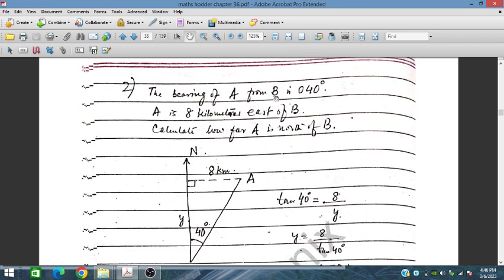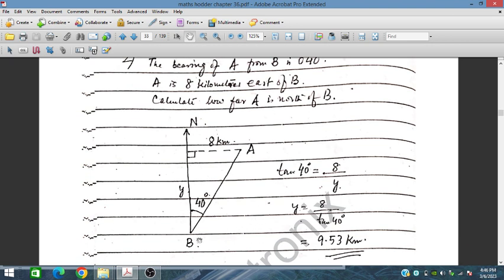The bearing of A from B is 040. So this is 40 degrees from the north side, and A is 8 kilometers from here. Calculate how far A is north of B. So we have to find this length, the north direction length.